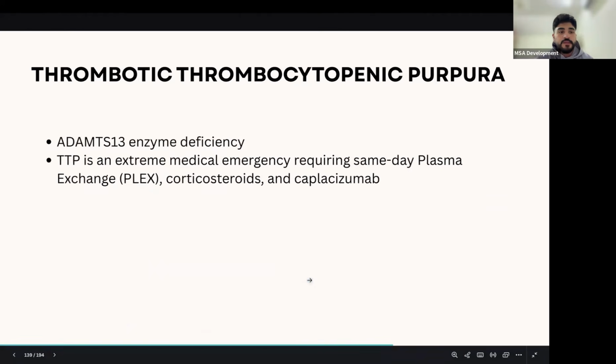Okay, now moving on to TTP again, as I mentioned, ADAMTS13. And TTP, by the way, is a medical emergency. So you have to give them plasma exchange, you have to do corticosteroids, and you give them immunosuppressants. All right.